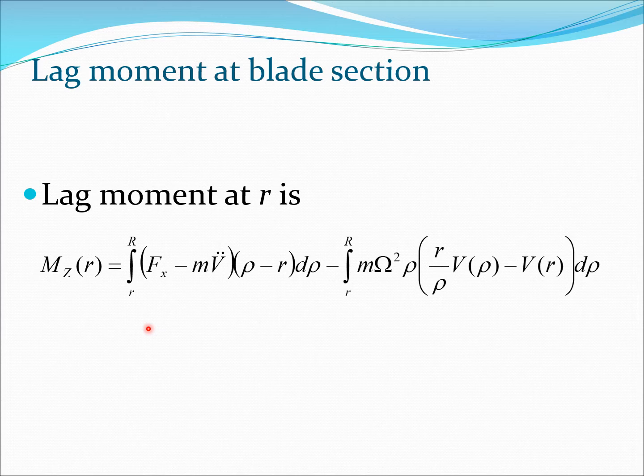Now we take all these forces and we get the lag moment at section r. Some of these forces are going to try to increase the lag, and some are going to try to decrease the lag. If you saw the previous diagram, essentially Fx is positive, and the component due to v double dot and the component due to centrifugal force are both negative. So this is the expression we get for Mz(r), and that's the lag moment at section r.